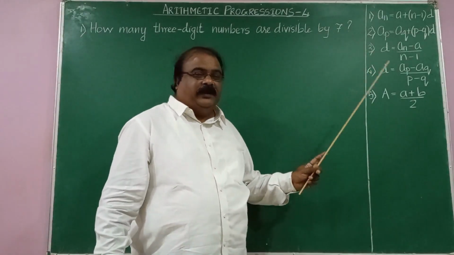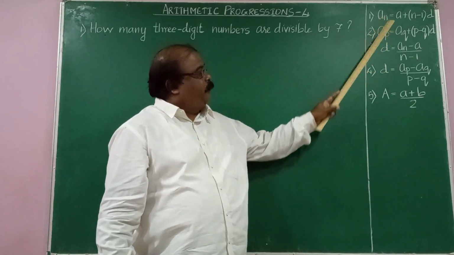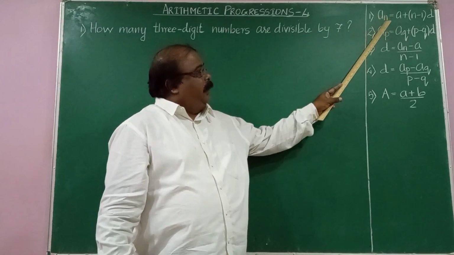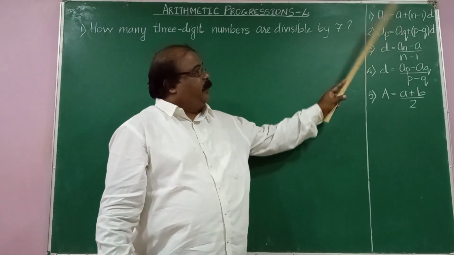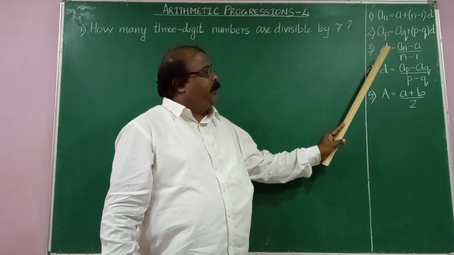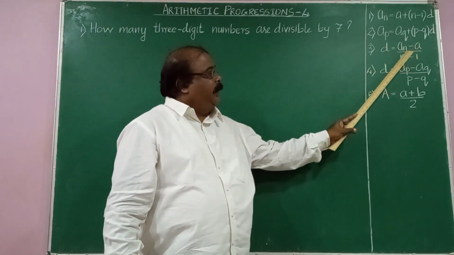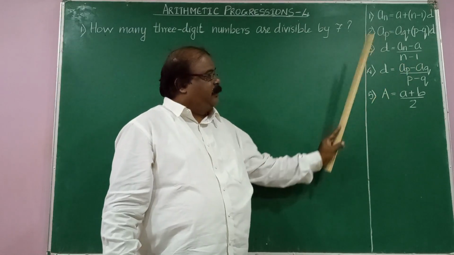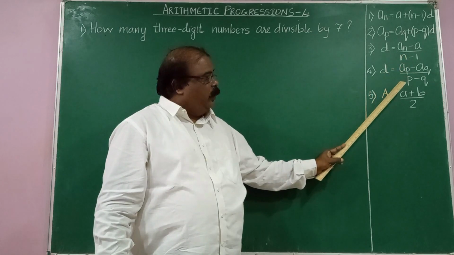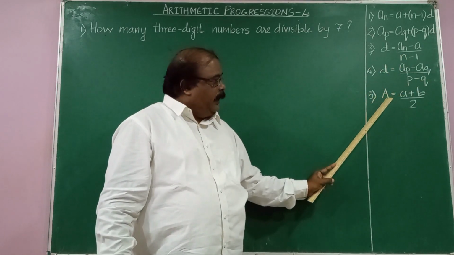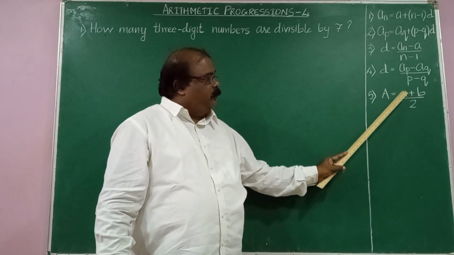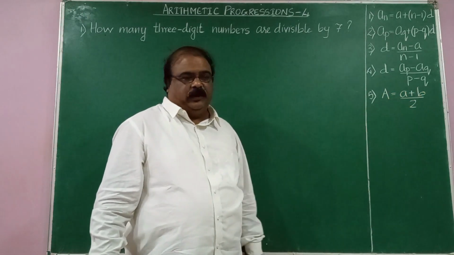In our previous three sessions, we have covered five formulas in arithmetic progression. An is equal to a plus n minus 1 into d. Ap is equal to aq plus p minus q into d. d is equal to an minus a upon n minus 1. d is also equal to ap minus aq upon p minus q. And the formula for arithmetic mean, capital A equal to a plus b upon 2.